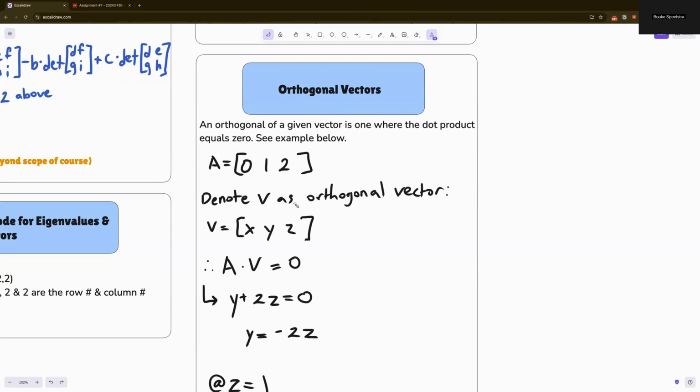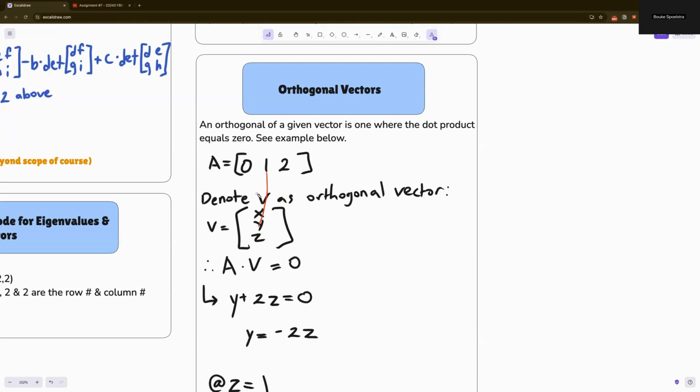So let's say, and I actually should have written this as a column vector, but let's say we're saying that this is going to be the orthogonal, right? X, Y, and Z, just random variables. And then for it to be an orthogonal, this given vector multiplied by the orthogonal must equal 0. So when we multiply these values out, we would get 0x plus 1y plus 2z equals 0, right?